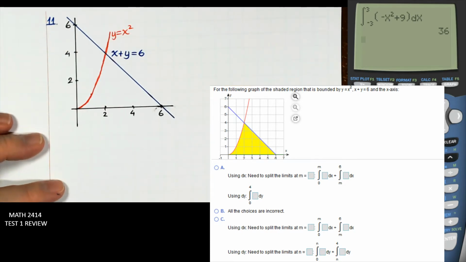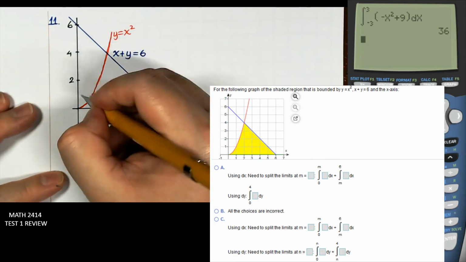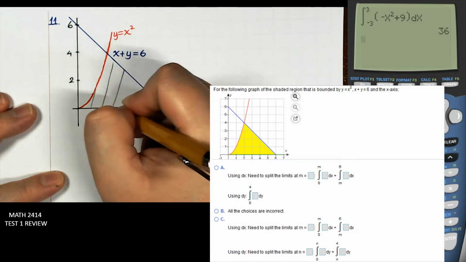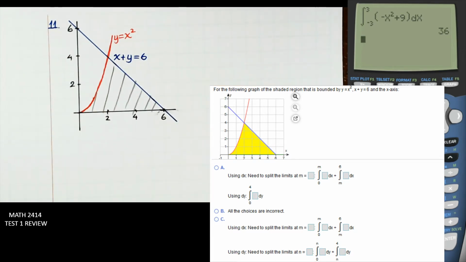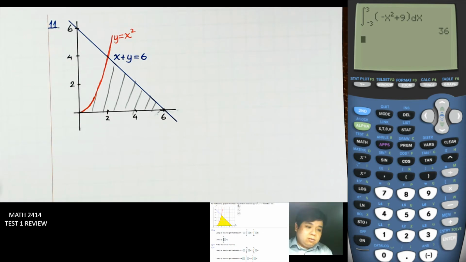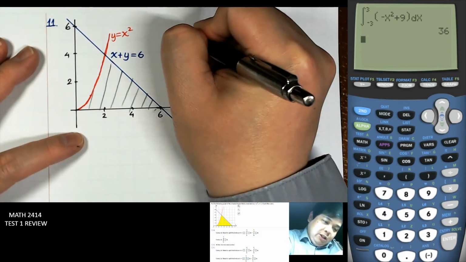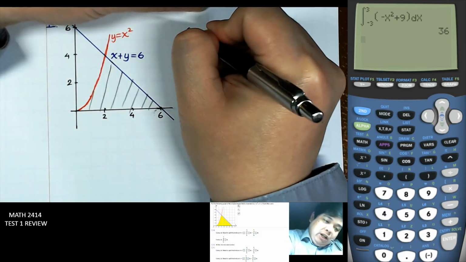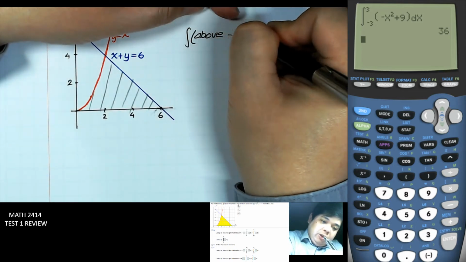And then the x-axis. Right, so we're talking about this region here. Right, so let's set up the limit. Right, now, if we use the dx, that will be the one above minus below.